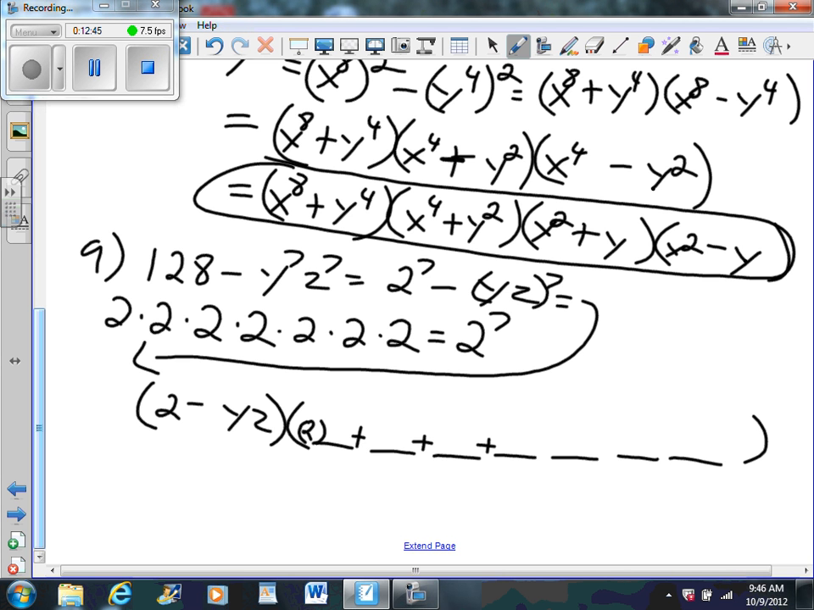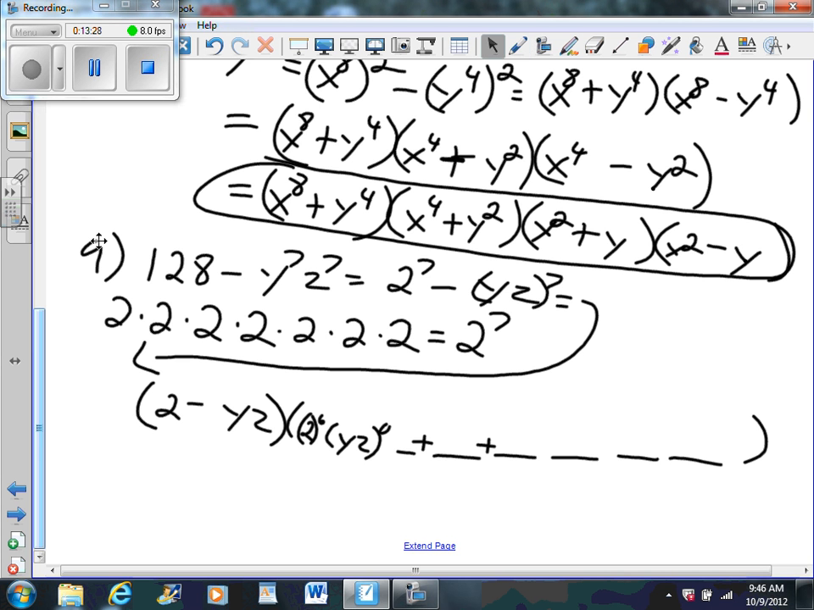For the first term of the second factor, the power on the 2 is going to be 1 degree less than what I see in the original problem. So I'll start out with 2 to the 7th, and my first term is going to be 2 to the 6th. And then yz, the second part here, is going to be raised to the 0 power. Let me rewrite this, because I don't have enough room. I've got 2 to the 6th, and then yz to the 0 power. That's my first term.